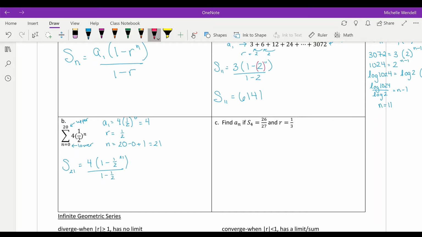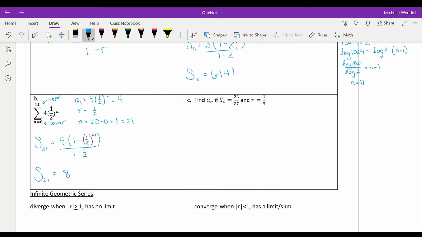Again, make sure you are careful with this 1/2 ratio. It's 1/2 to the 21, and then 1 minus all of that. So if you type that in correctly, then you should get a total of 8. Seems really small because you're adding 21 numbers together, but remember your ratio is a half. So it starts with 4 and then it gets cut in half. So it jumps to 2 and then 1 and then 1/2 and 1/4 and then smaller and smaller and smaller. So that's only going to add up to 8.